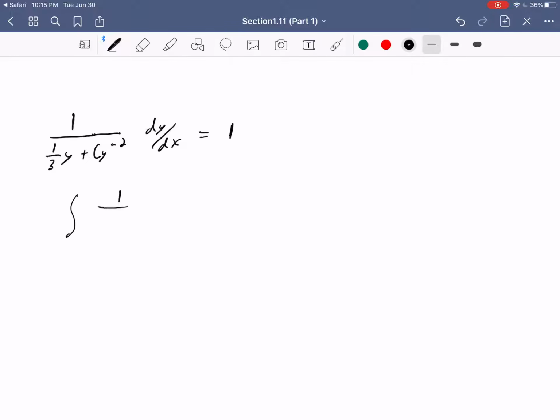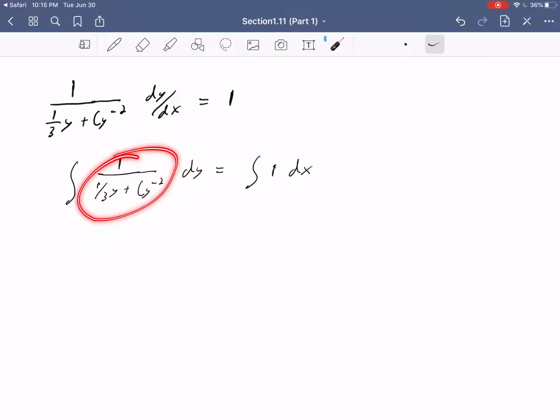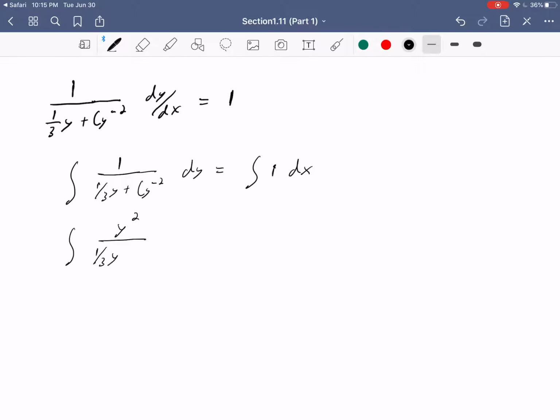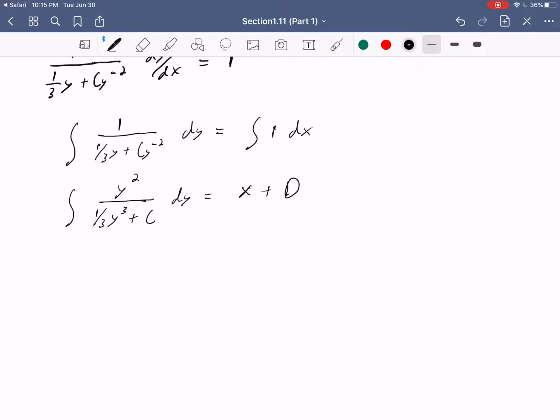So we have the integral of 1 over (1/3 y plus c y to the minus 2) dy is equal to the integral of 1 dx. All right, at this point, we've got to somehow figure out how to integrate this. So I guess we can try multiplying the top and bottom of this expression by y squared. So we get y squared over (1/3 y cubed plus c) dy. And on this side we get x plus another unknown constant, so we'll call that d.